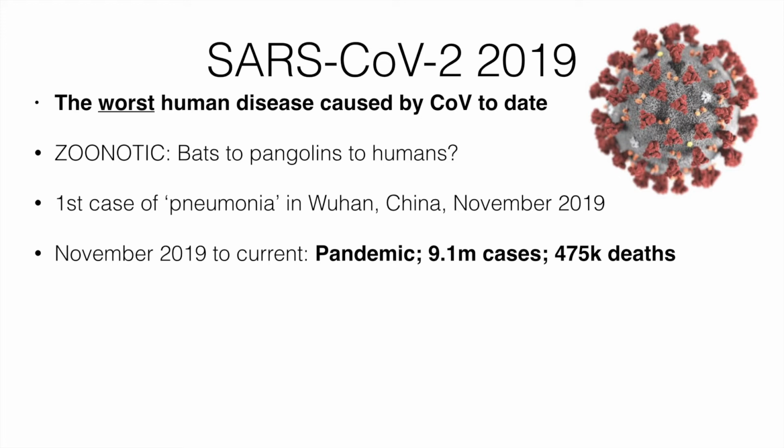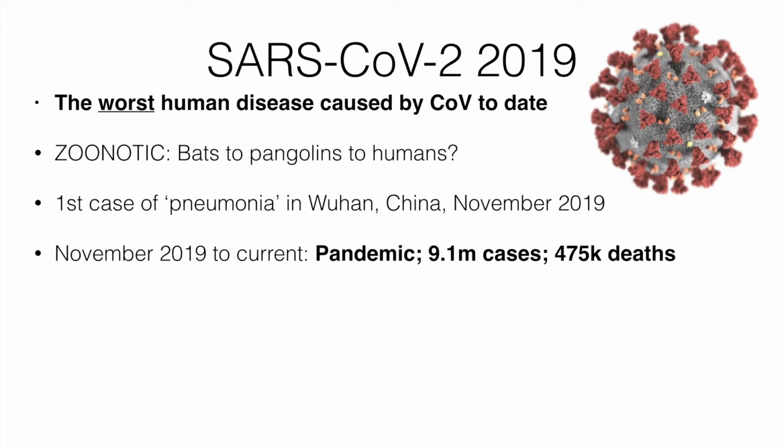Initially, we were considering a zoonotic component in that bats possibly transferred this virus to pangolins, and from pangolins to humans, all in a wet market setting similar to what we saw in SARS back in 2002. Now, it's not just animal to human. We're obviously seeing human-to-human transmission as a primary mode of transmission of this disease. The first case of pneumonia, again, was in Wuhan, China, reported in 2019. That doesn't necessarily mean that this wasn't happening before. It's just that what was actually reported dated back to November 2019.